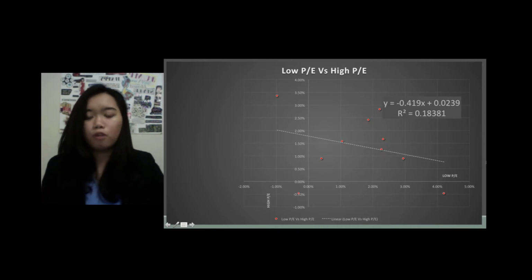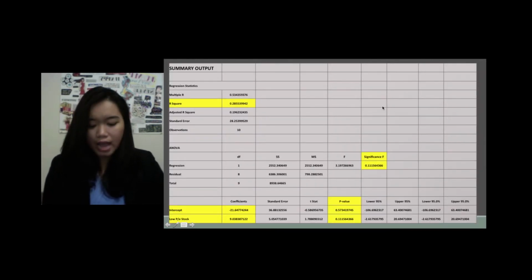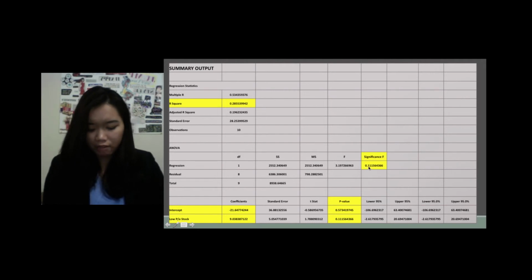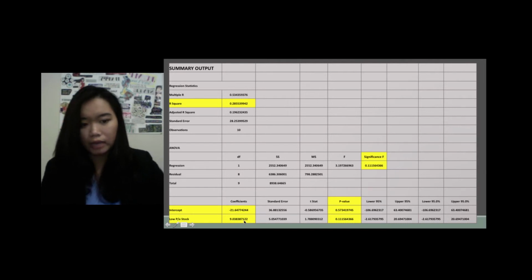Then from the regression summary, I found out that R squared is equal to 0.28. The significance F is equal to 0.11. The coefficient on low PE is 9.038.